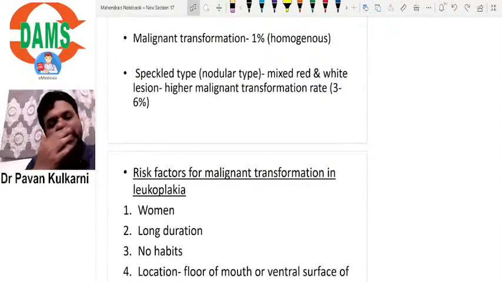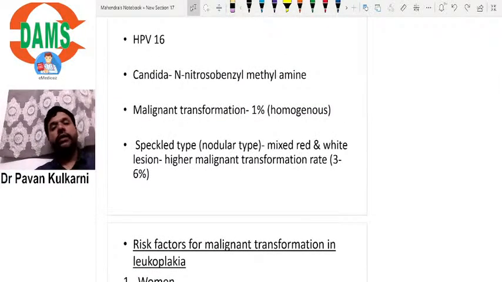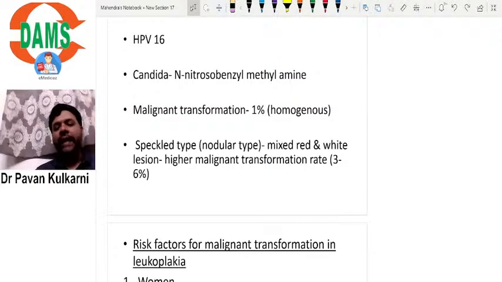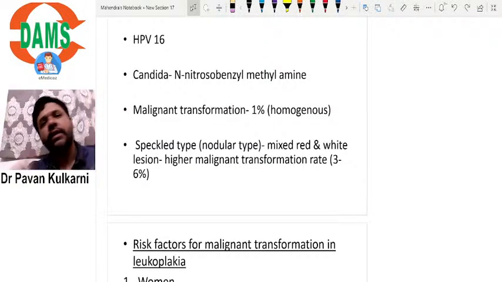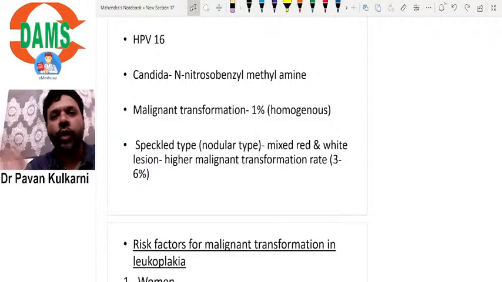Now coming to the very important thing: what are the types of leukoplakia? There are two types broadly, as I told you: homogeneous and non-homogeneous. Homogeneous is a totally white leukoplakia with no red component. Remember, it has a very good prognosis. Why? Its malignant transformation rate is only 1%. That means out of 100 cases of homogeneous leukoplakia, only one case can convert into oral cancer, whereas 99 cases will remain homogeneous.